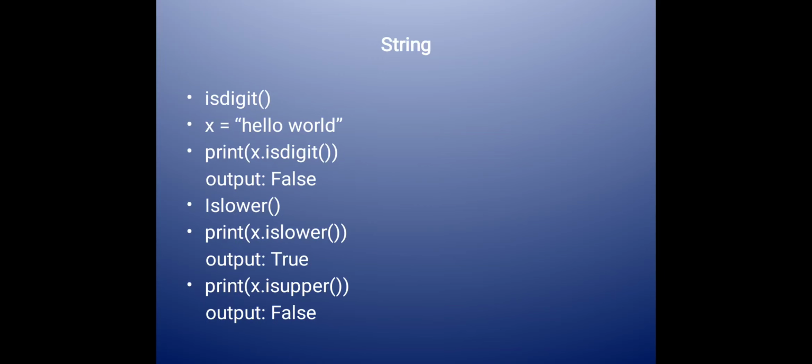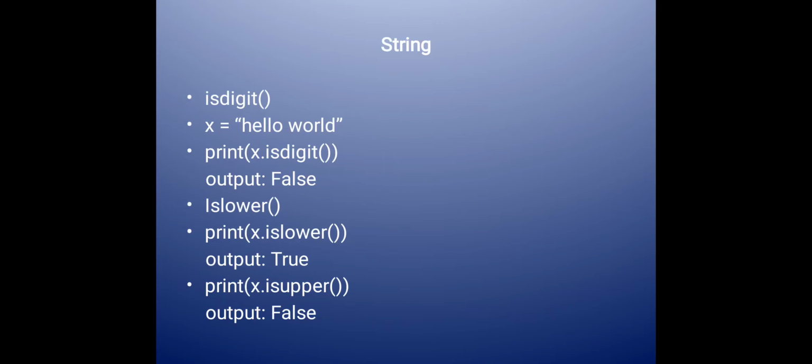Next are some functions called isdigit, isupper, islower. All these three functions return a boolean value, true or false. The isdigit function checks whether our given input is a digit or not. So here I have taken x is equal to hello world, print x dot isdigit. The output will be false. That means hello world is not a digit. Otherwise the output will be true.